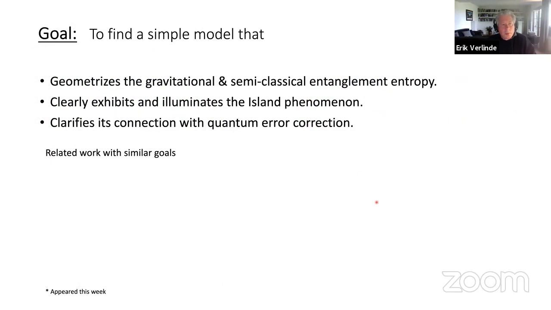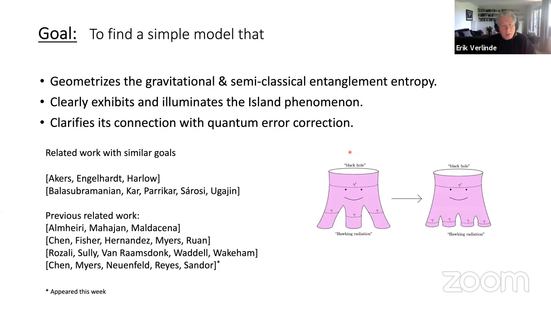So we want to have a simple model that geometrizes the gravitational but also the semi-classical entanglement entropy of the radiation. I mean, both of them we want to have geometrical. It wants to illustrate and exhibit this island phenomenon. It also wants to make a connection with what is known as quantum error correction. I will explain the use of this term in this context later on. There have been previous papers that have emphasized this a lot, and there's a lot of related work. Here I have an incomplete list.